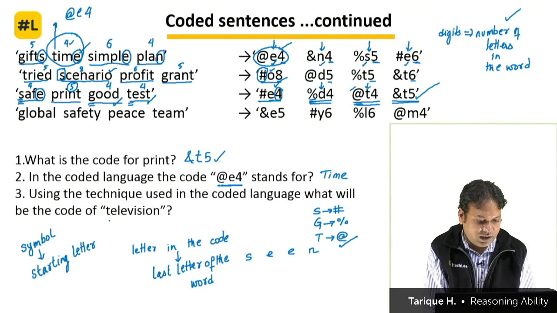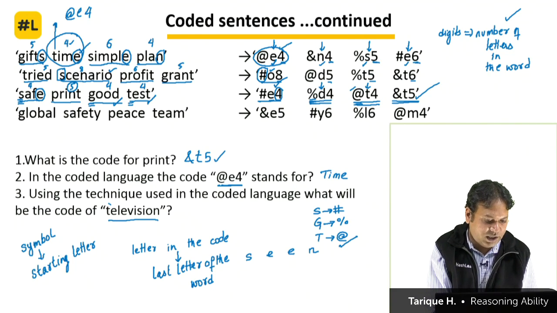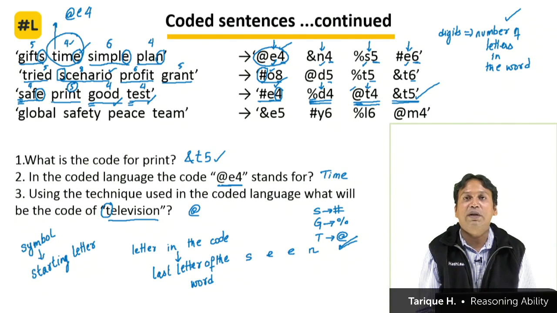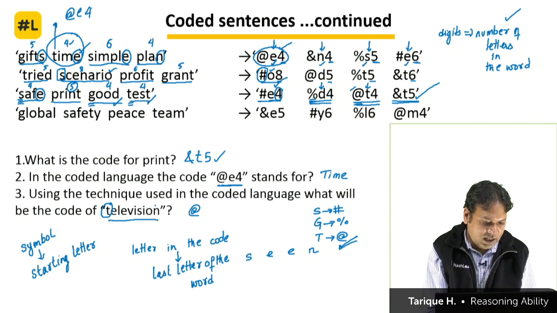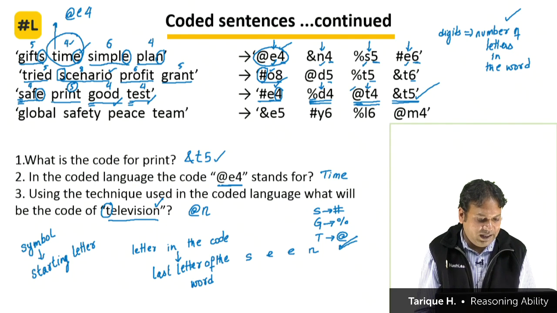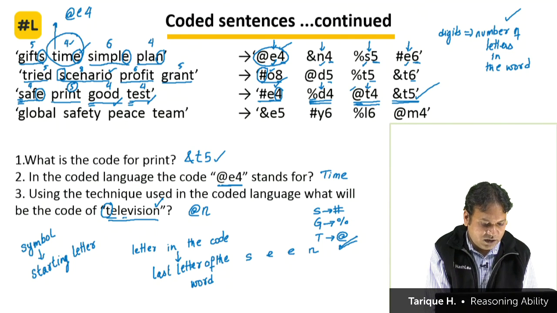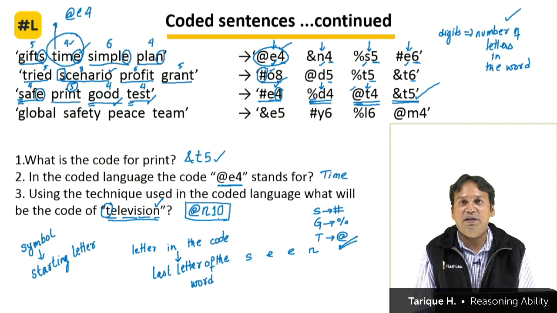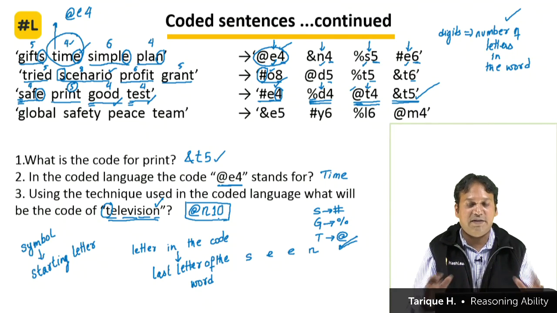Now let us solve the last question here, very simple. Television starts with T. What is T here? @. That means the code will start with @. Television, the last letter is N. So what will come next? N. And how many letters are there in television? 10. So @N10. This is your answer. What is the code for television? @N10. Now that is how you solve these questions where we have symbols, letters as well as words, and this is the latest difficulty level.